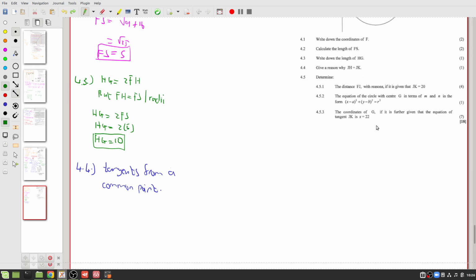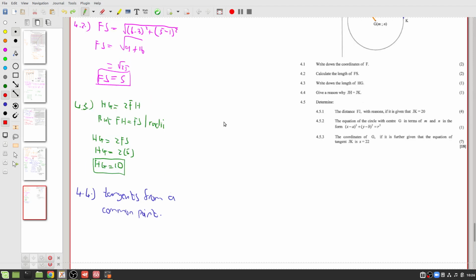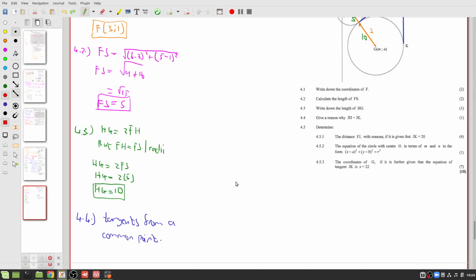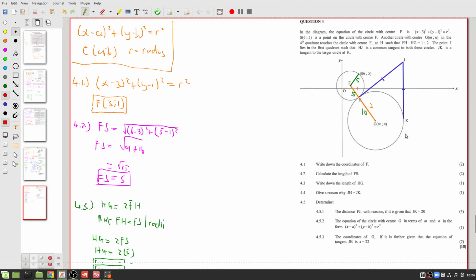Great. 1 mark. Nice. Now 4.5. Let's start that over here. 4.5. So determine the distance FJ. We need to find FJ if it is given that JK is 20. So if they tell us this is 20, then we have to find this distance, FJ.